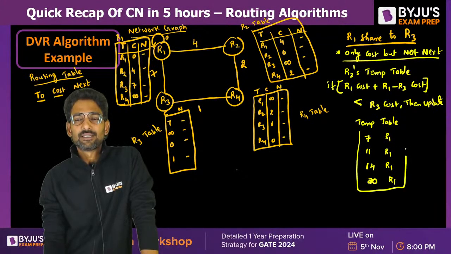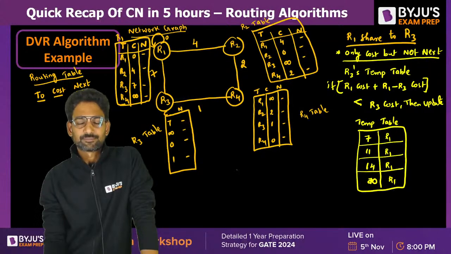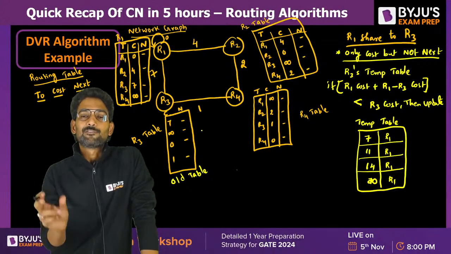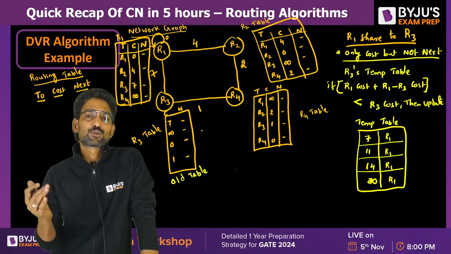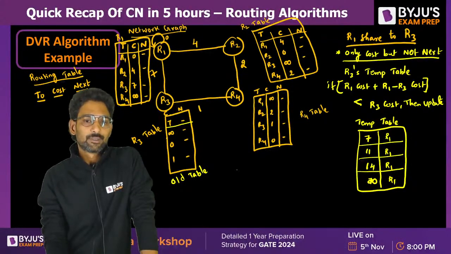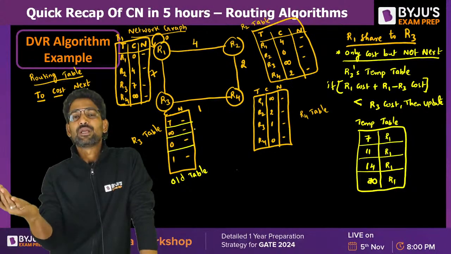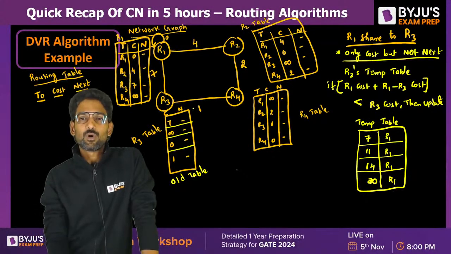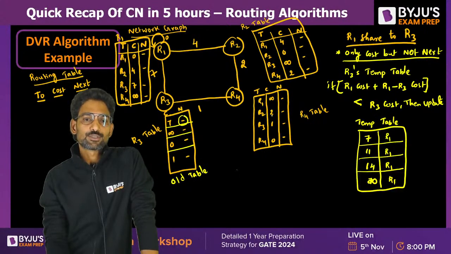Guys, this is a little lengthy procedure. But if we pay attention and listen, it is really interesting. So, this is the temp table. This is the initial table. Now, you have to compare vector by vector, means row by row. Compare the old table and the new table. New table means the just constructed table. What to compare? Next nodes you have to compare.